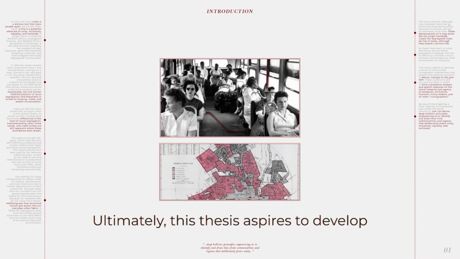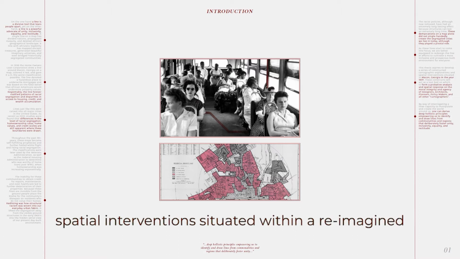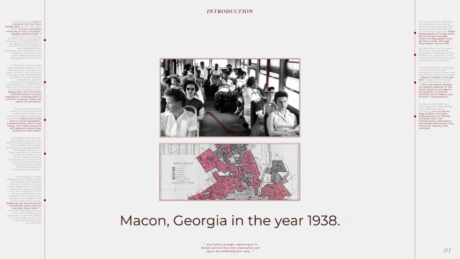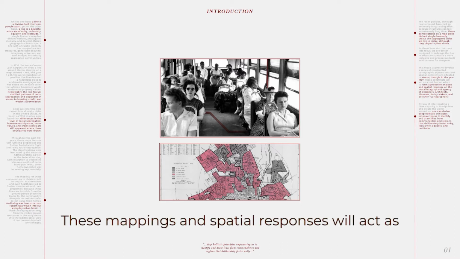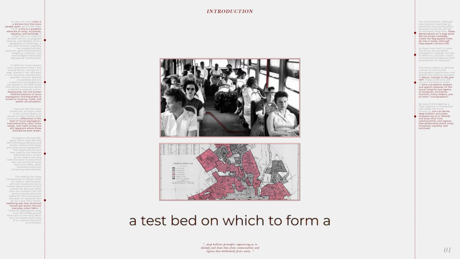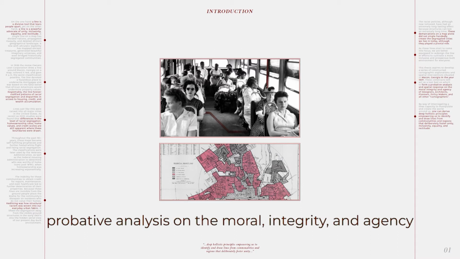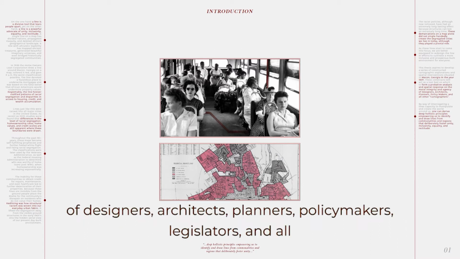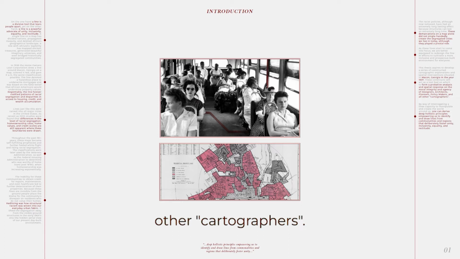Ultimately, this thesis aspires to develop a series of cartographic explorations and spatial interventions situated within a reimagined Macon, Georgia in the year 1938. This is 1 year prior to its redlining. These mappings and spatial responses will act as a testbed on which to form a probative analysis on the moral integrity and agency of designers, architects, planners, policymakers, legislators, and all other quote-unquote cartographers.